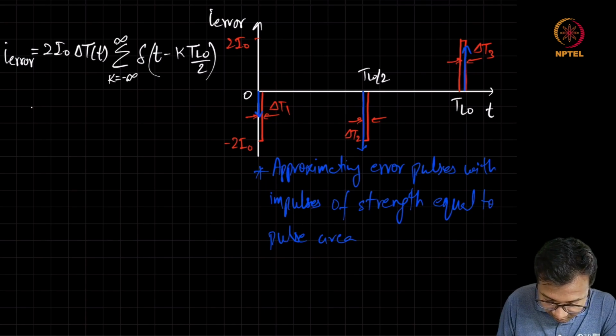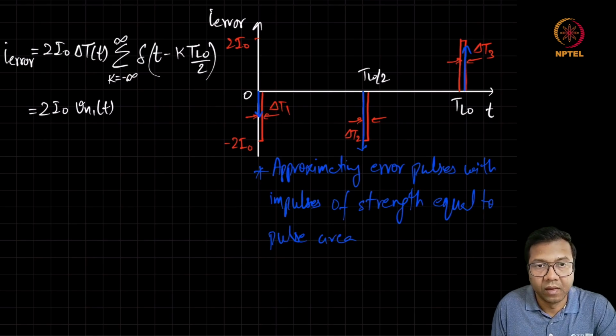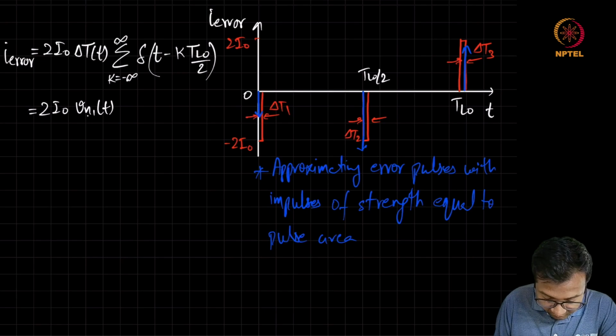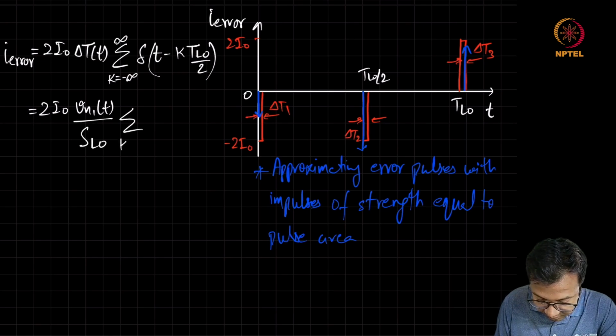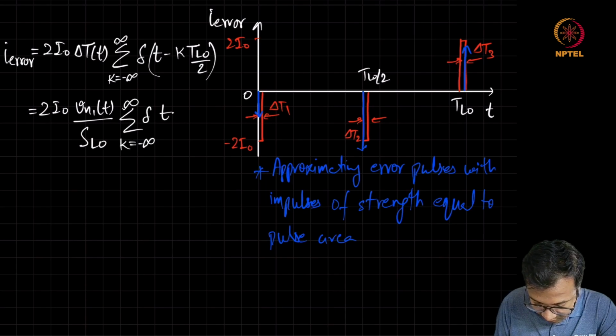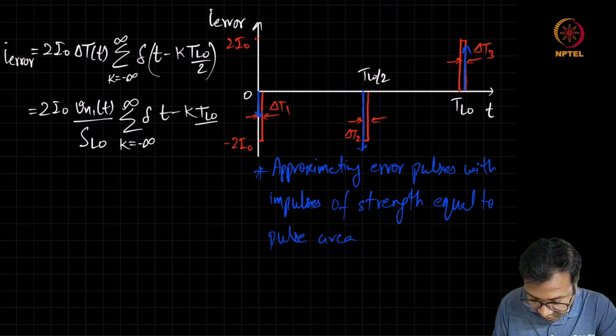Which I can rewrite as 2I naught Vn1(t), because this delta t at any time instant depends on what is the noise voltage and the slope of the LO signal, divided by SLO, t minus TLO by 2.